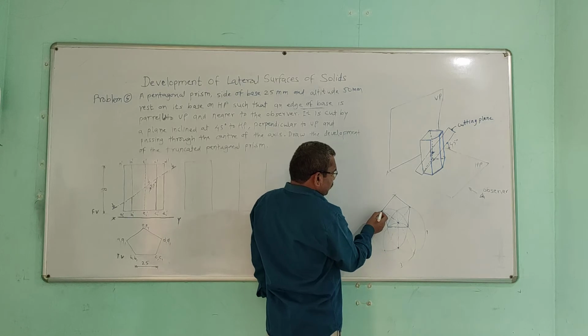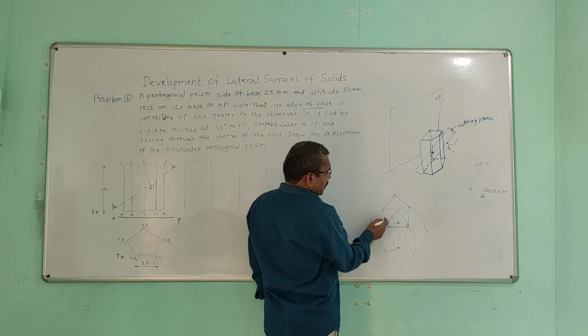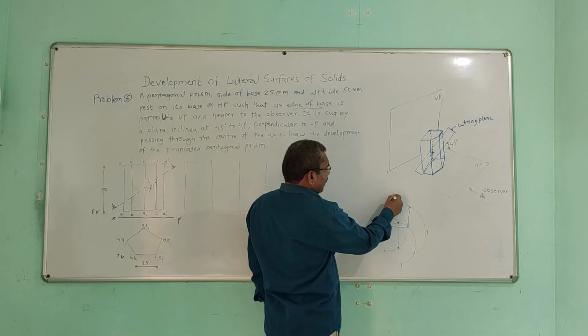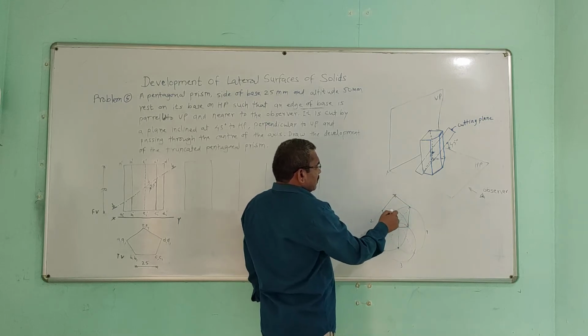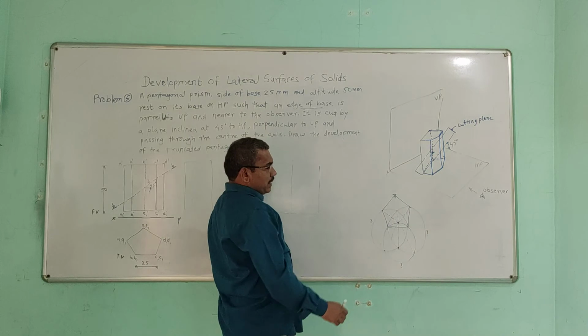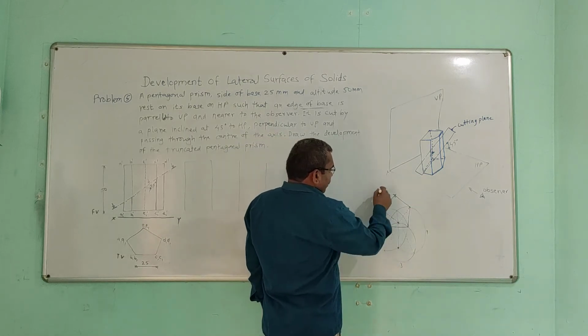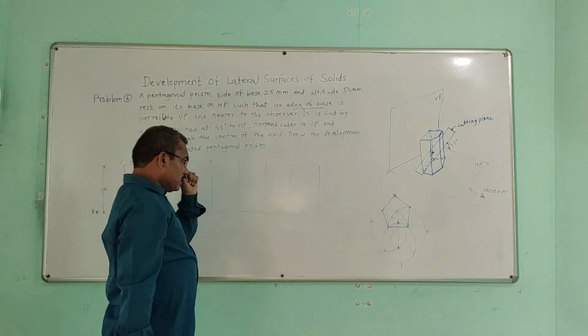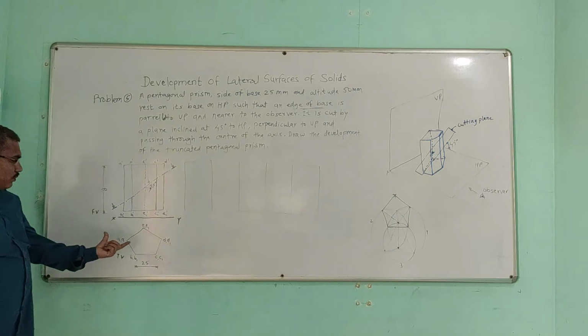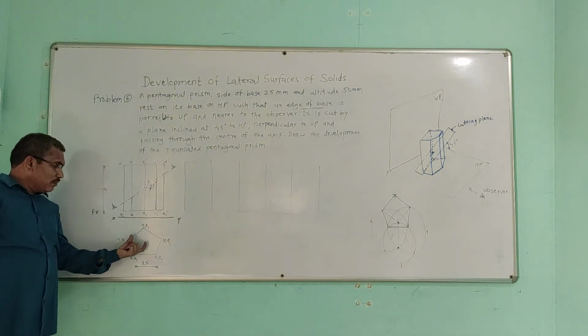From this end to this point is the third edge of the pentagon. Now you know the side of the pentagon. Select the side of the pentagon, draw an arc, draw another arc. You will get the other point of the pentagon. So complete this regular pentagon construction by this method, of side 25. So this is the top view of the pentagonal prism.